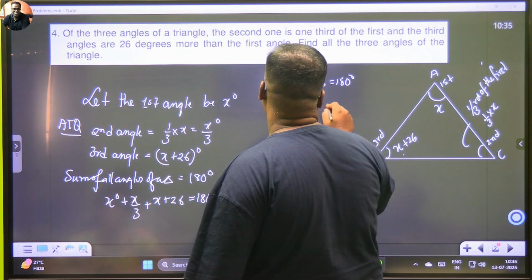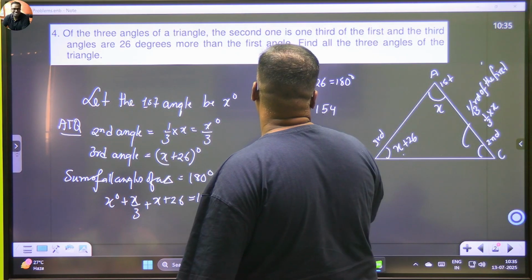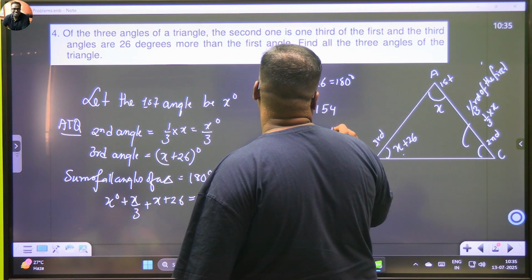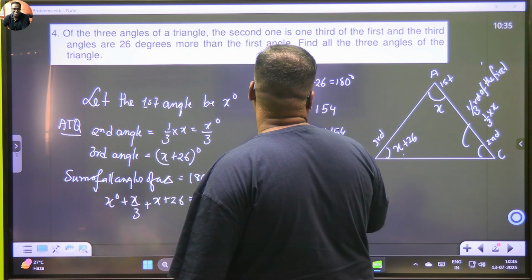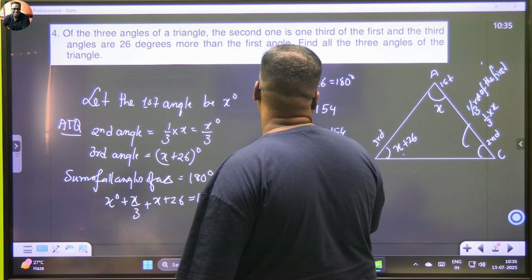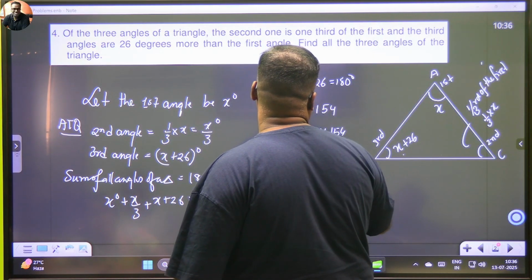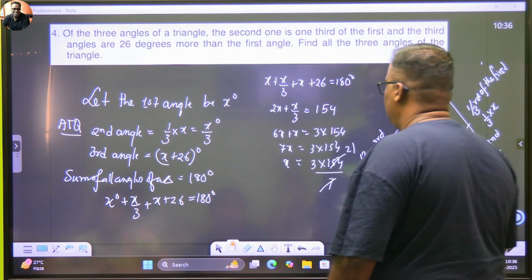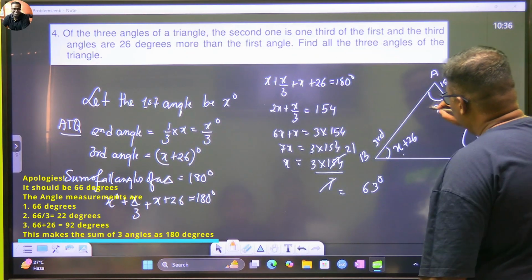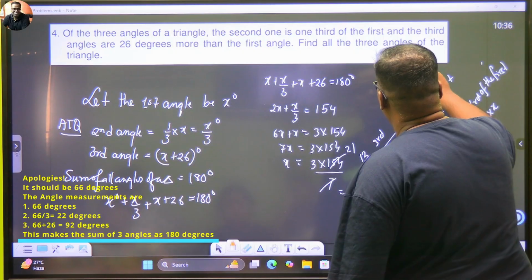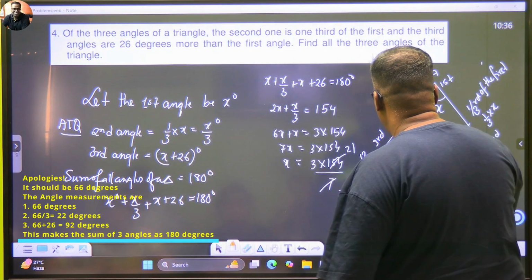So this becomes 6x plus x is equal to 3 times of 154. So 7x becomes equals to 3 times of 154. So x becomes equals to 3 times of 154 by 7. So 7 2s are 14, 7 2s are 14. So this is 3 1s are 3, 3 2s are 6, 63 degree. So the first angle becomes how much? 63. Add 26, 89 degrees.